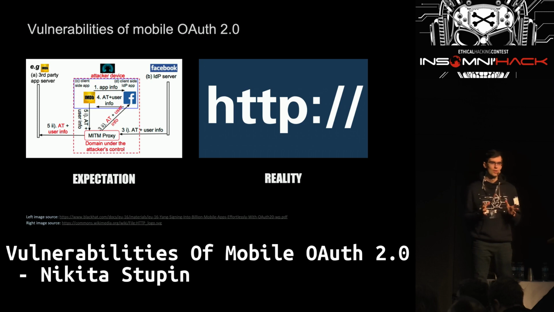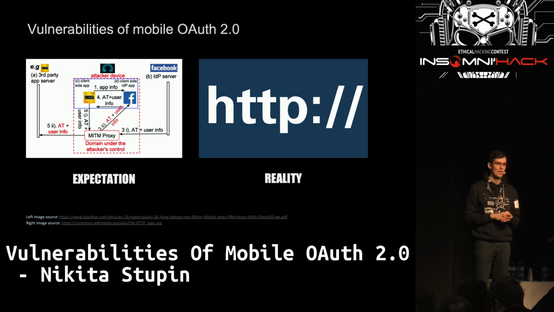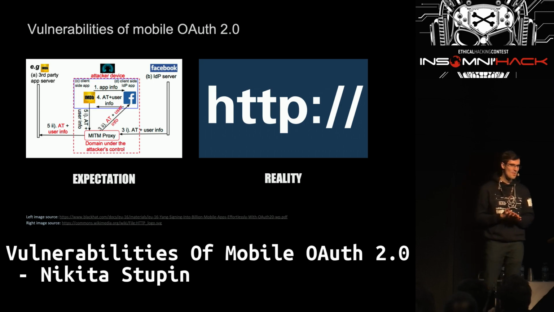When we talk about vulnerabilities of mobile OAuth, we expect something really complicated, like this, for example. It's a shame, but in 2019, we have to take a step back and talk about using HTTPS. Last year, I found a vulnerability in a really popular service. Should I tell you about it? Are you with me?